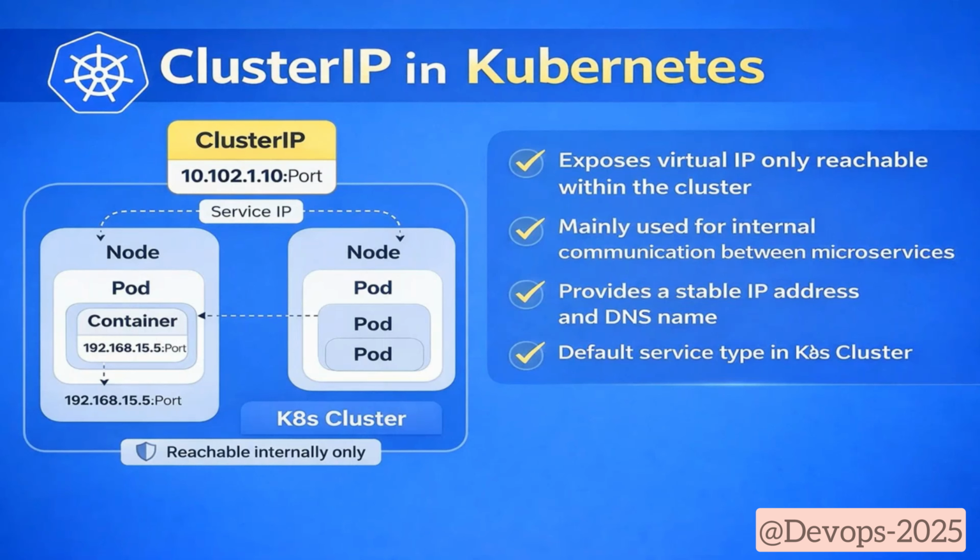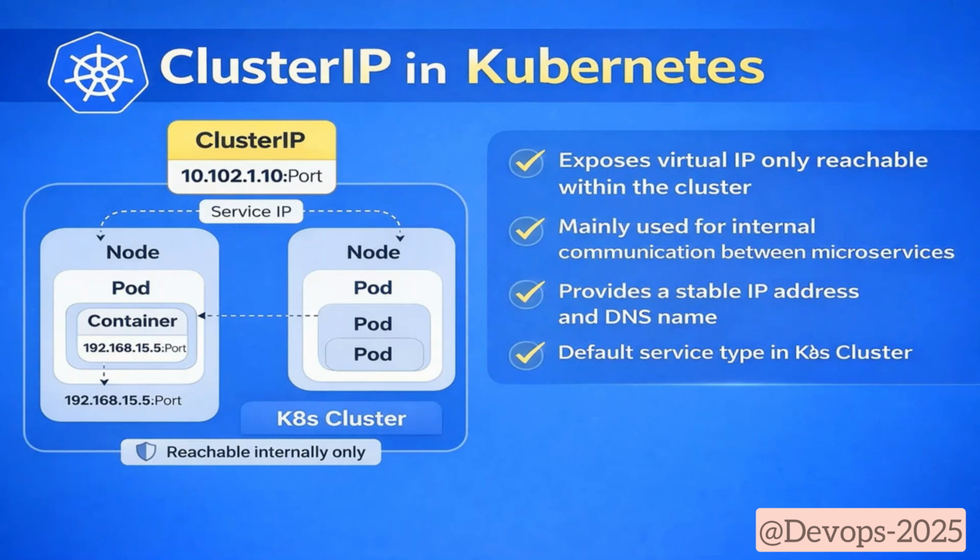So first, what is this ClusterIP? When you create a service object in Kubernetes, by default, it creates a ClusterIP service. This service will get one virtual IP address and one DNS name, and it is reachable only inside the Kubernetes cluster, not outside the cluster. So that means you cannot access it from a browser, mobile, or laptop directly. You can access it only from a pod or node inside the same cluster. That is where ClusterIP is used.